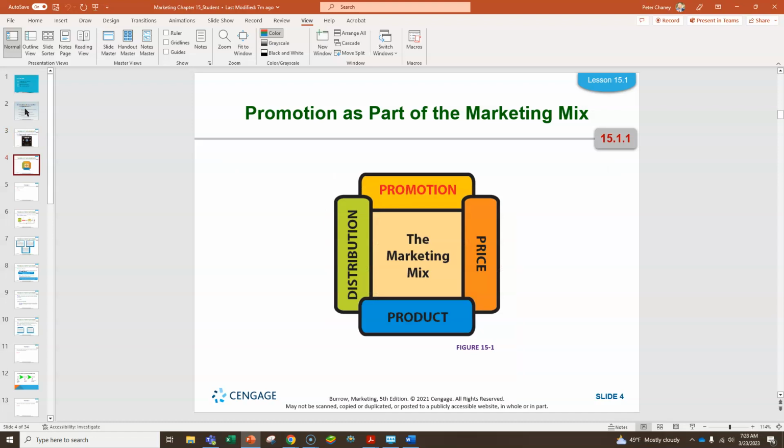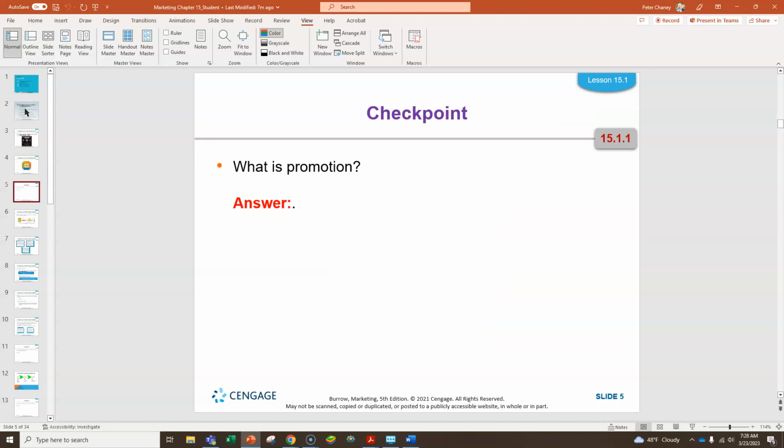Just as a reminder, this is part of the marketing mix we learned earlier in chapter 4. Marketing mix was the 4 P's, so price, product, distribution, or place, that's the P part, and then promotion is what we'll be talking about right now. So this question right here is what you'll be answering. What is promotion?